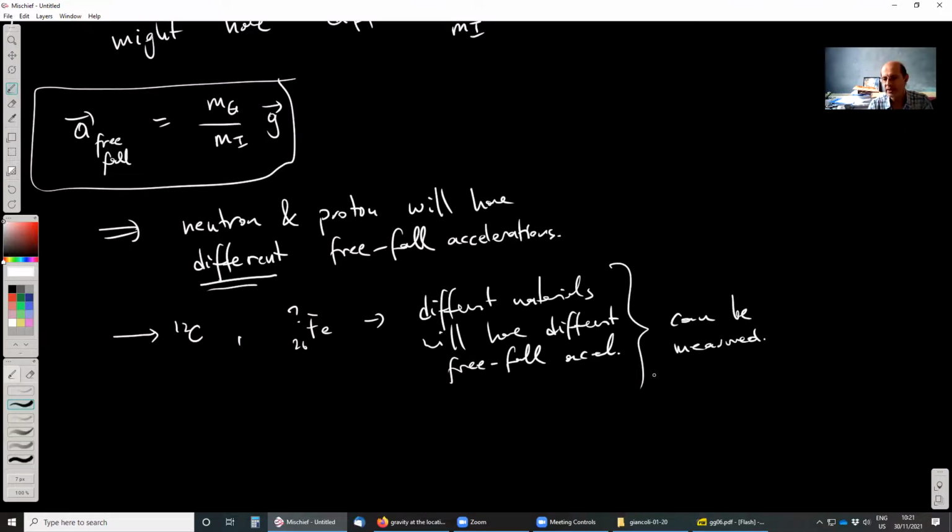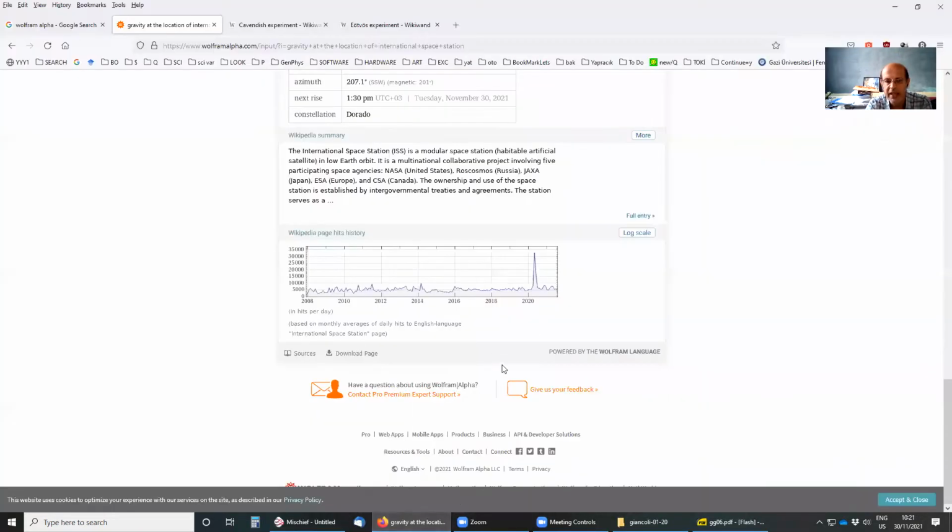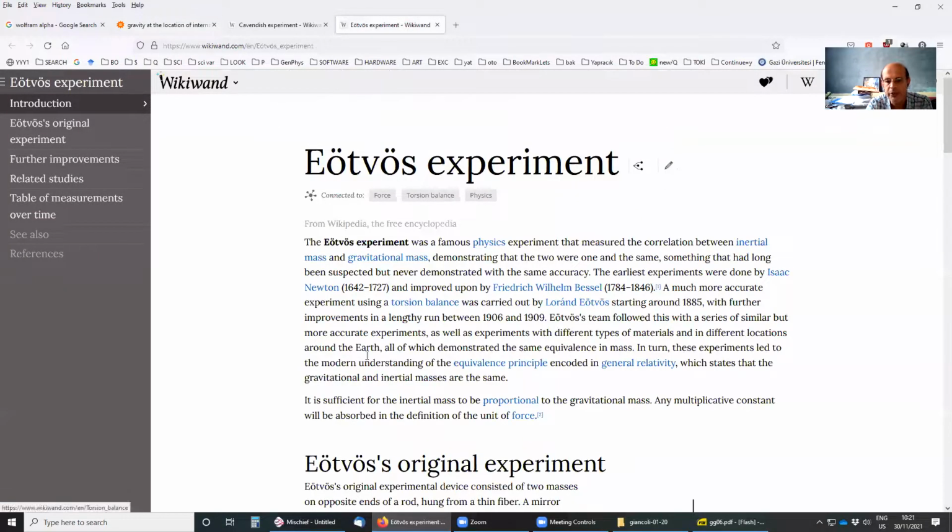And so as a result, in the first experiments, perhaps we cannot measure it. We cannot find a difference. But in any case, this is one of the experiments that we can do. That's the Ötvös experiment, actually. You can look at the Wikipedia.